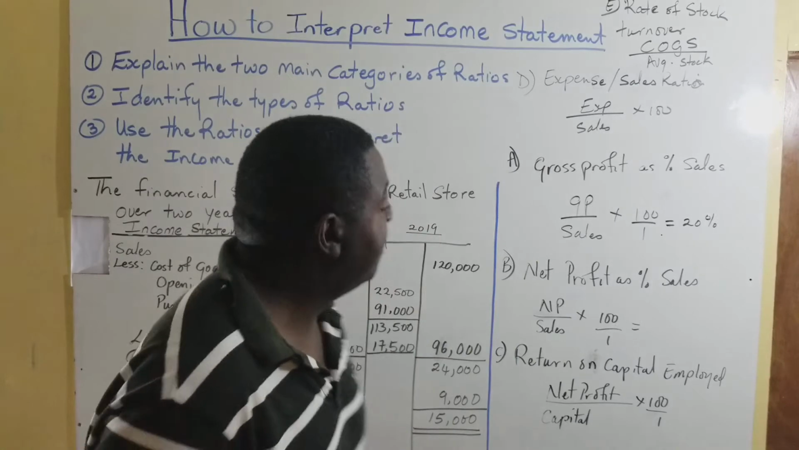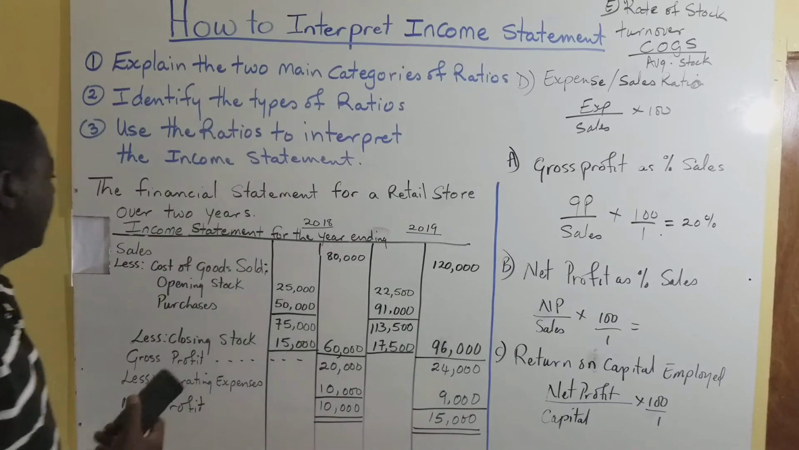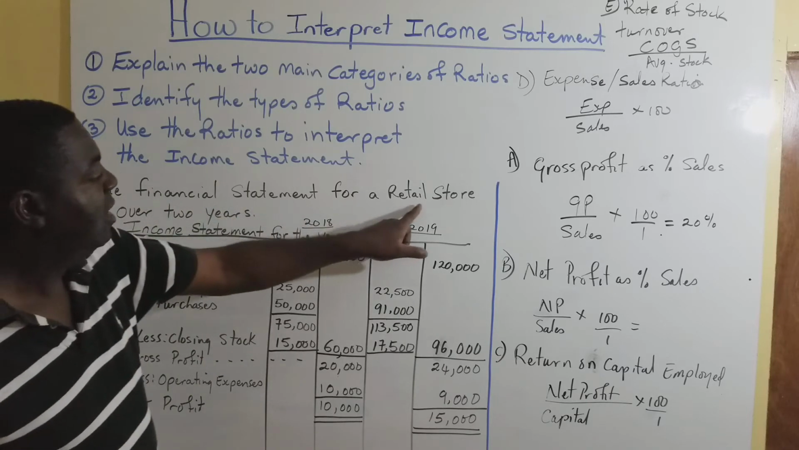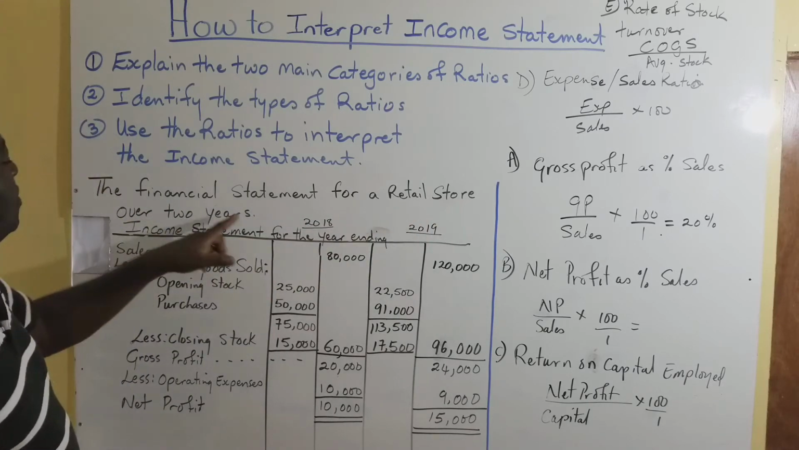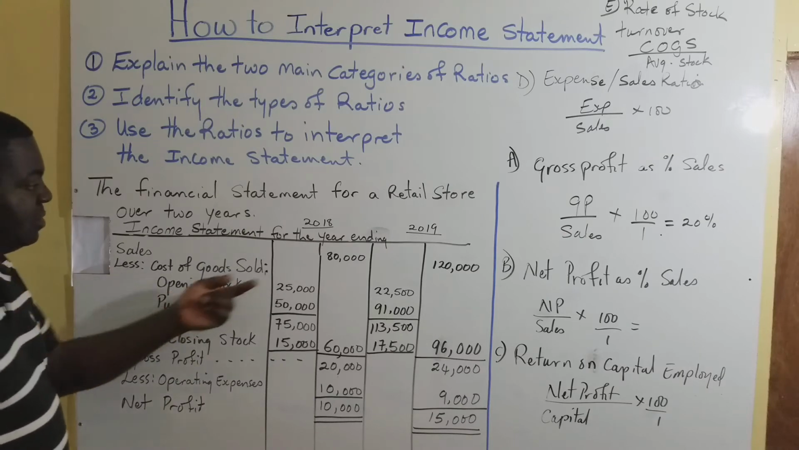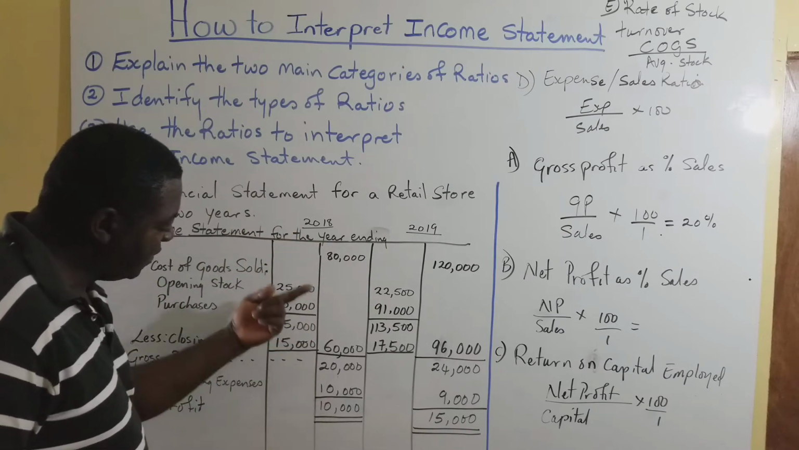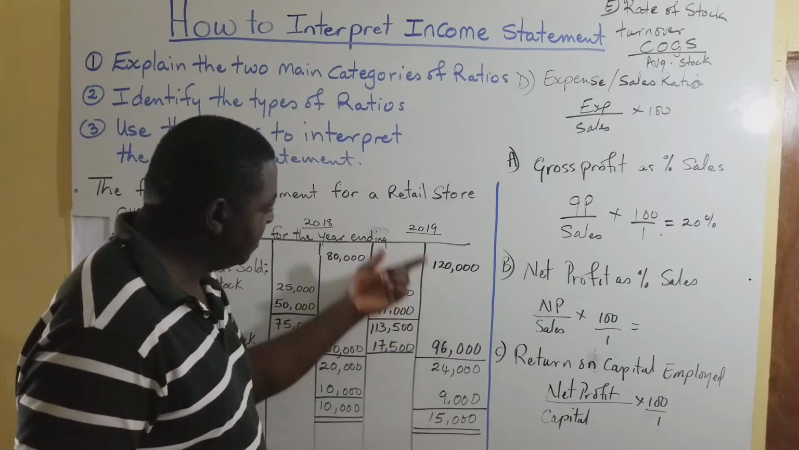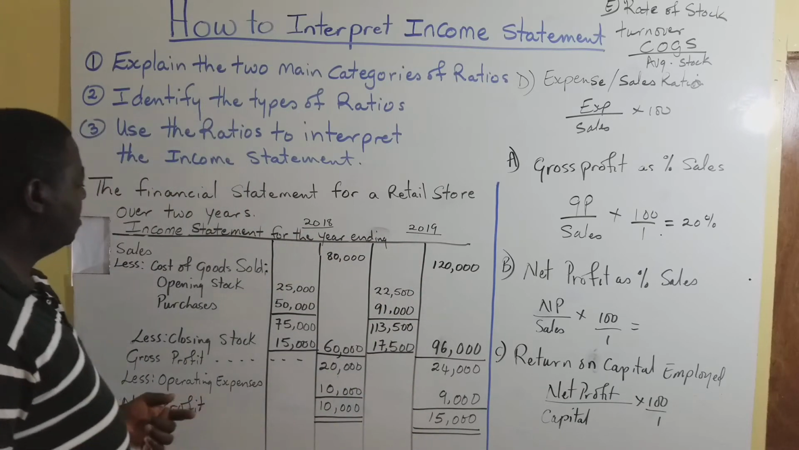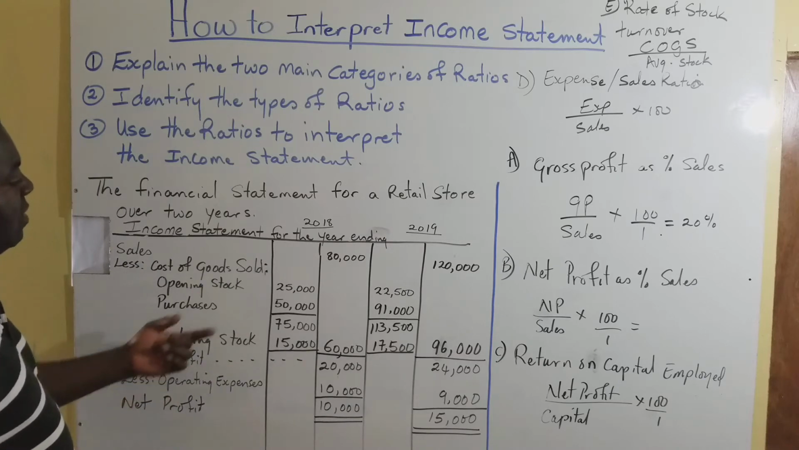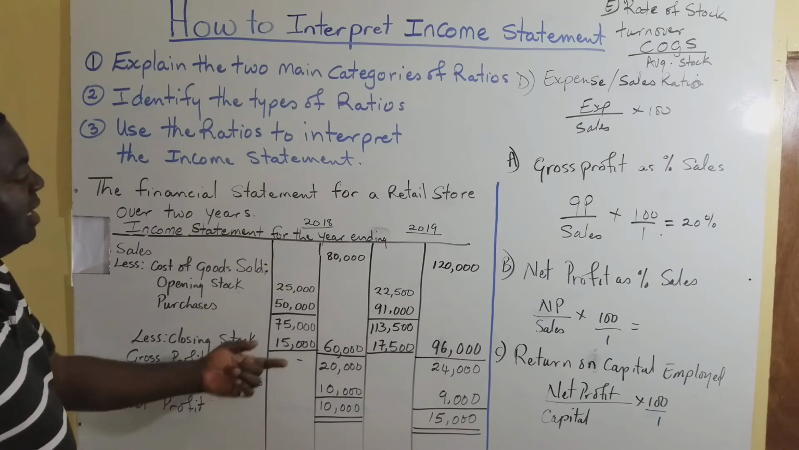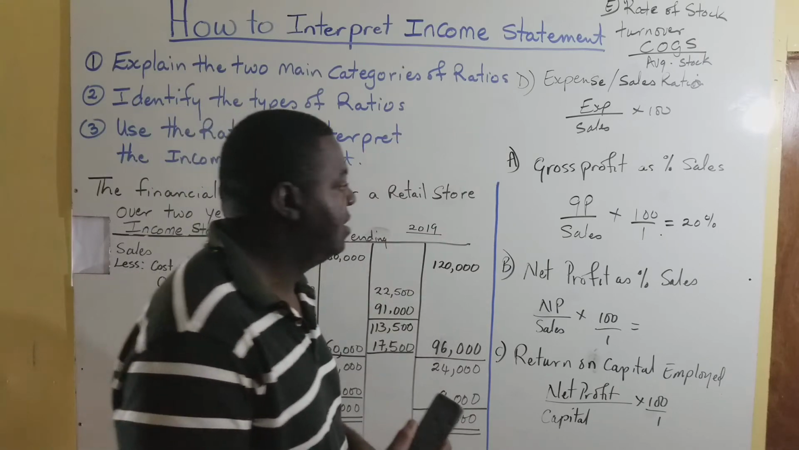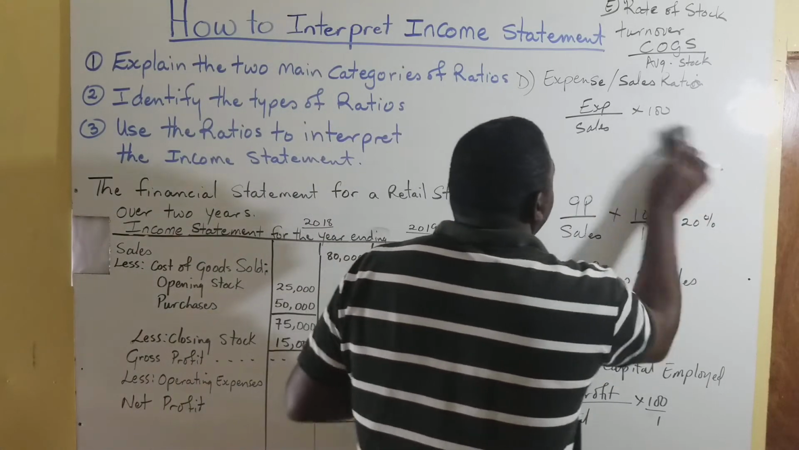Now that we have done that, we're going to apply this to an income statement. This is the financial statement for a retail store over two years. The information in these first two columns represents 2018, and these represent 2019. So we're going to be looking at 2018 and interpreting this income statement using these ratios. All right, let's go ahead.